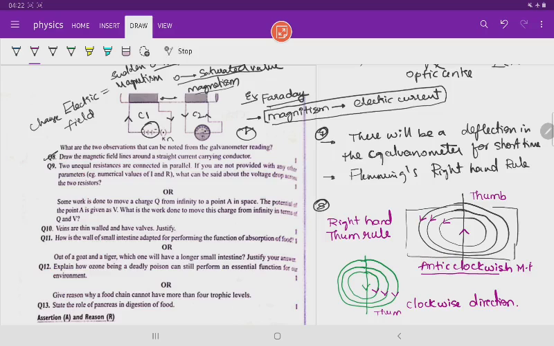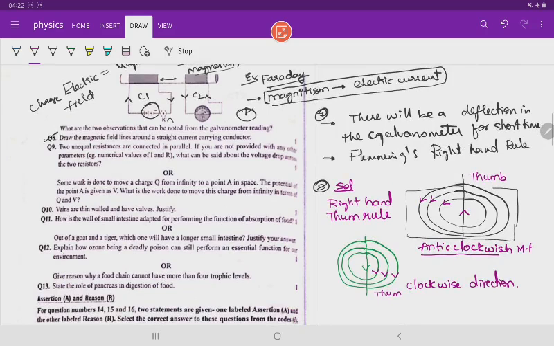So draw the magnetic field line on the straight conductor. The answer is this. You can draw any one of them, not necessary to draw both. We go to the next question, question number 9 in physics.